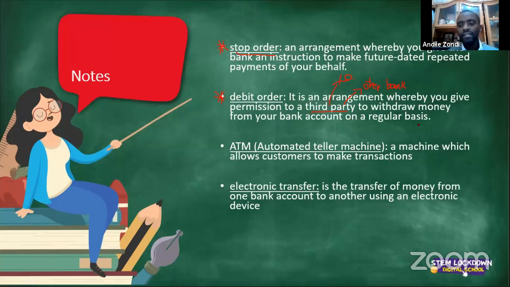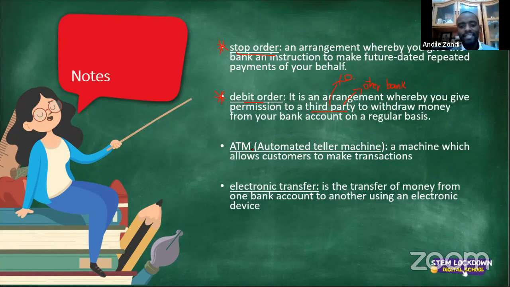Let's say you have a cell phone contract. You go to a cell phone provider, and then you tell them to deduct your monthly payments from your account. So that will be your debit order.